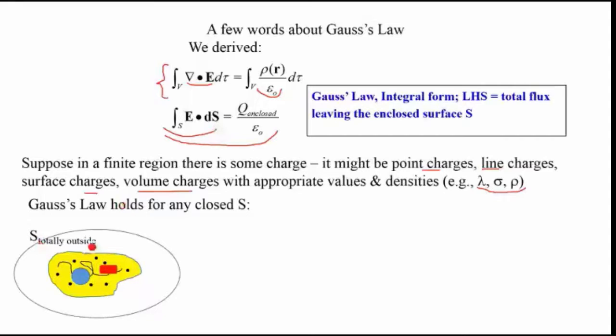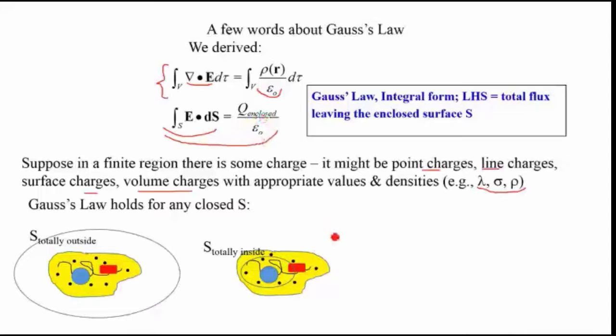We can have the surface that we use for this side of Gauss's law be outside, so you have totally outside all the charge. You can be totally inside, and that's also legal. What this means is that all this charge outside has no impact on Gauss's law. So if you integrate that E field over that surface, you will get the Q enclosed over epsilon naught.